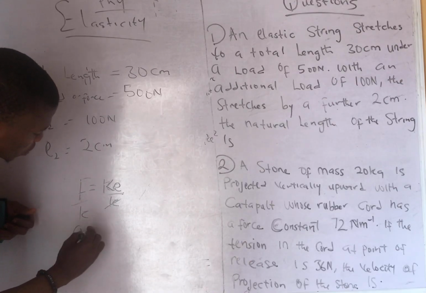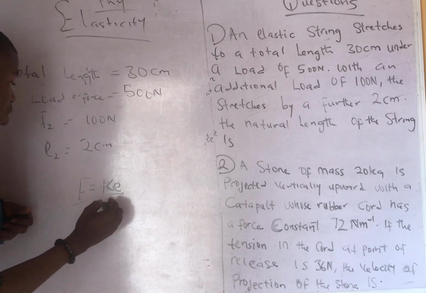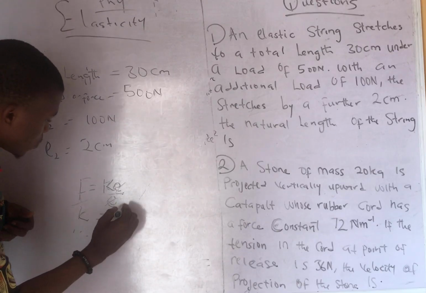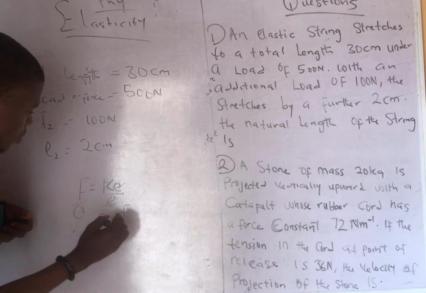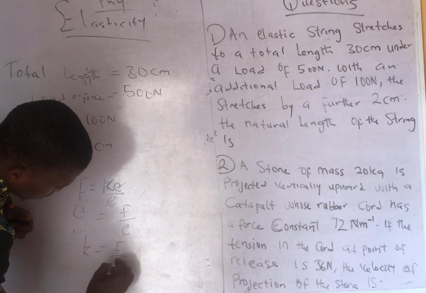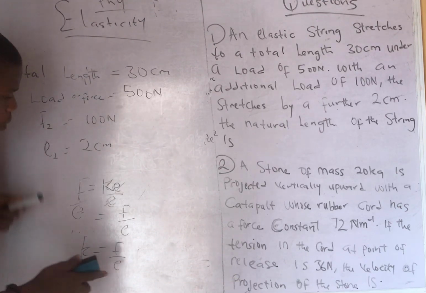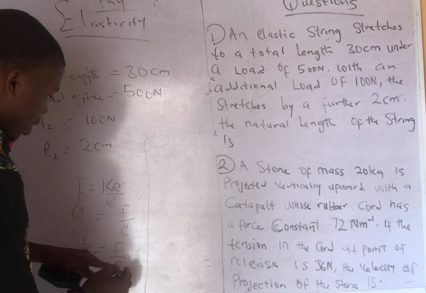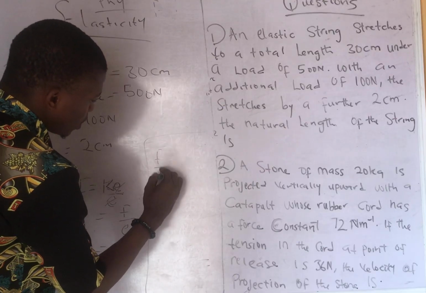Sorry, let's make K the subject of the formula. So divide by e. So our K is now equal to F over e. With this, since we have two forces, we cannot solve further, but we can replace this K with another force over extension. So now F over e is equal to F over e.